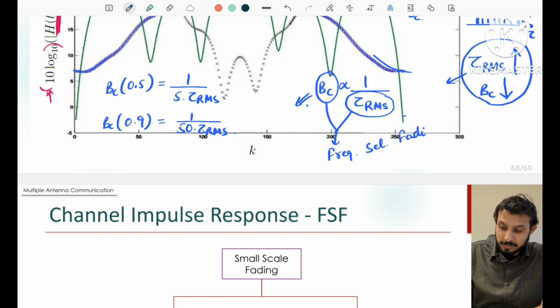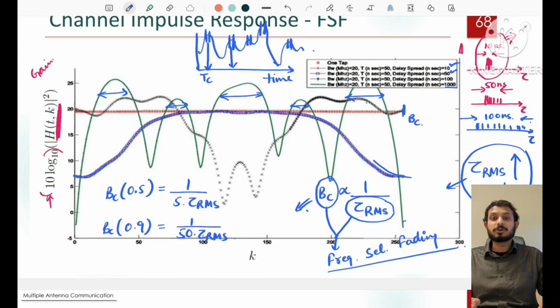And we have also seen from this figure that there are more fluctuations in the signal with respect to frequency, and there is a selection of frequencies over which the signals are correlated, and there are selections over which the signal is not correlated or is highly attenuated. So hence we call it frequency selective fading.